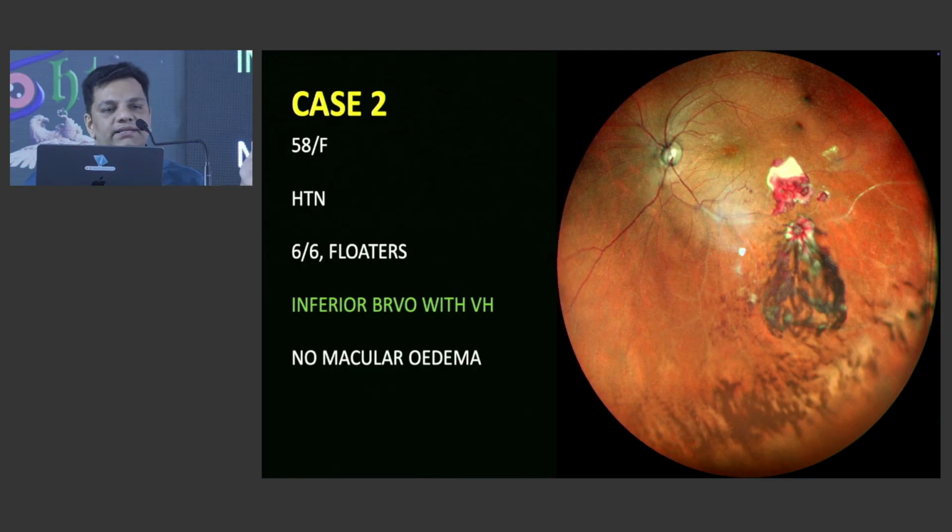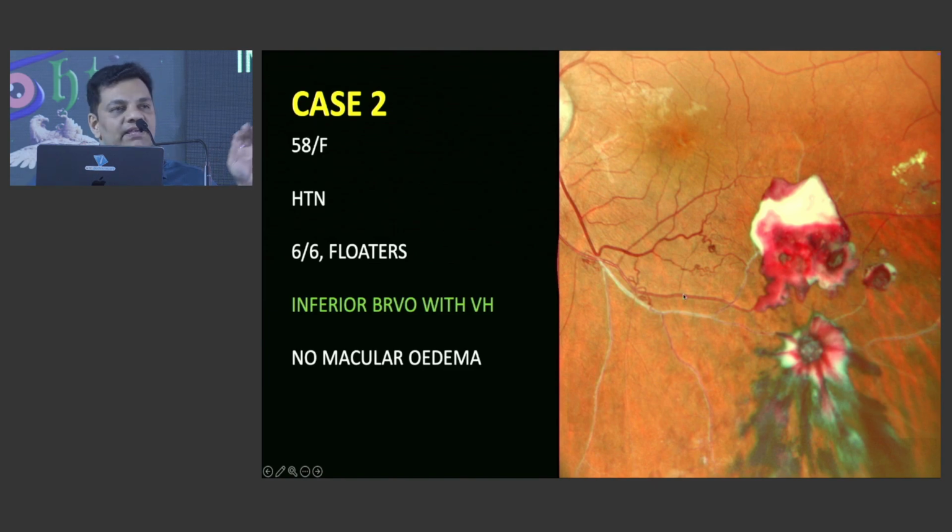Let's look at another case, case 2, a 58-year-old female, hypertensive, 6/6 vision here again, but she came with complaints of floaters. She was found to have an inferior BRVO with vitreous hemorrhage, no macular edema. This is the NV which has developed, and you can also see this is quite old because there are collateral vasculature also, along with NVE, which has caused the bleed and the hemorrhage.